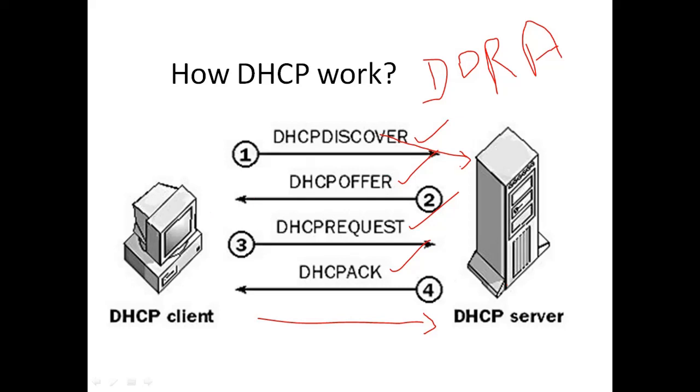And then the DHCP server receives that message, and then it offers an IP address by sending DHCP offer. So in a network there might be different DHCP servers. So if any server fails, then the client has IP backup from different DHCP servers, but it receives only one DHCP offer.